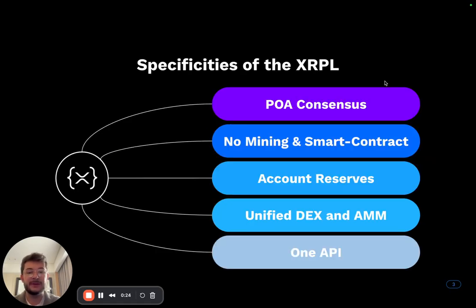Some of the specificities of the XRPL. It's a proof of authority consensus. There are no mining or smart contracts. It has an account reserve feature, meaning in order for an account to be activated on the XRPL, it has to have a balance of at least 1 XRP. We have a unified DEX and AMM directly on-chain, and there's one single API to be hit in order to perform a lot of actions.